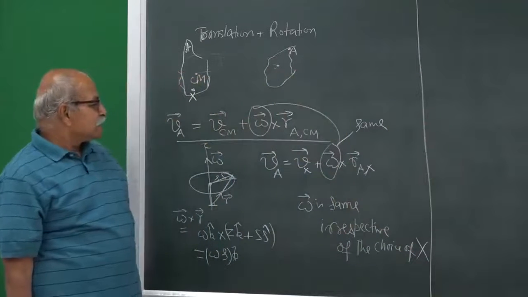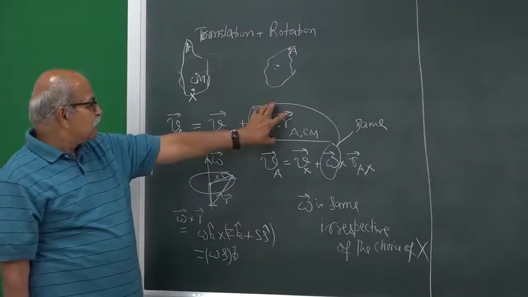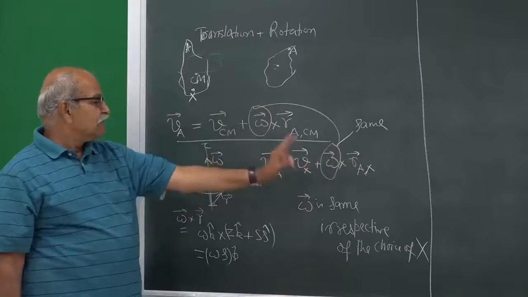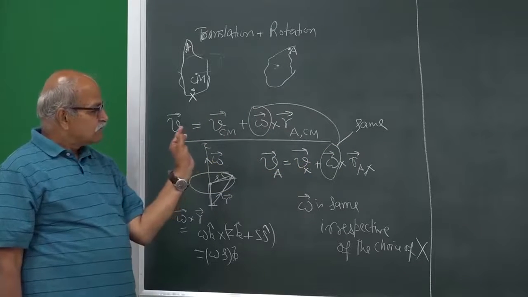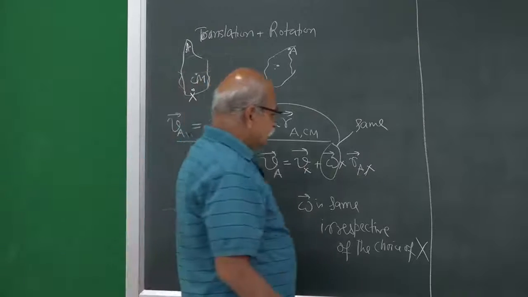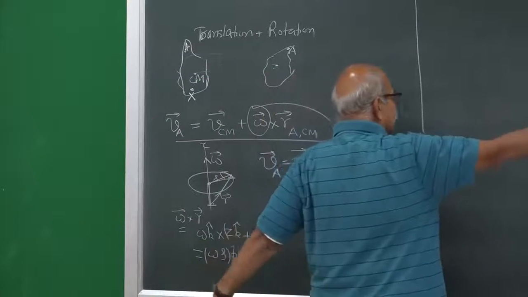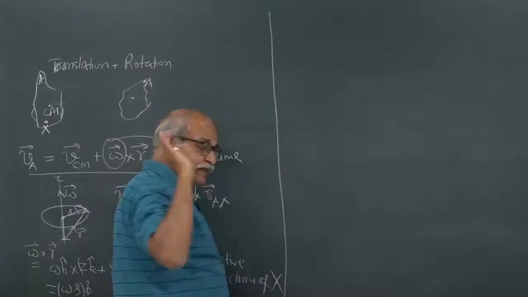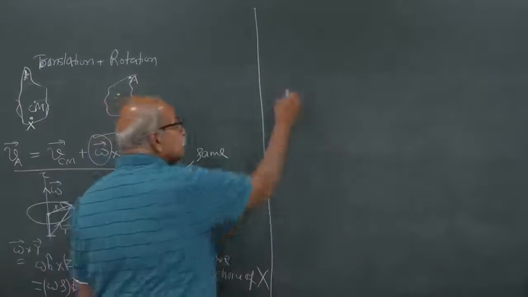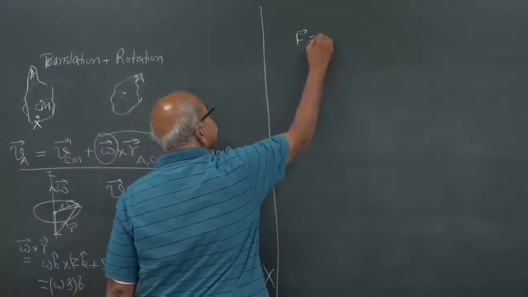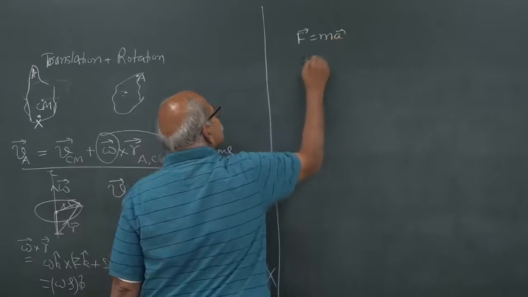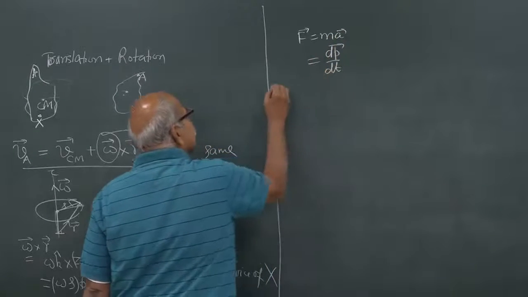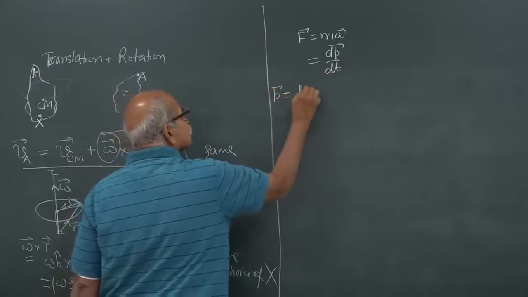In this chapter, we will be focusing only on this part, not on this part. So, we will have one point fixed about which the rotation will take place, and then we will do the dynamics of it. Now, as in translational motion, the central equation is F equals ma, which you write more appropriately as dp/dt, where p is the linear momentum.